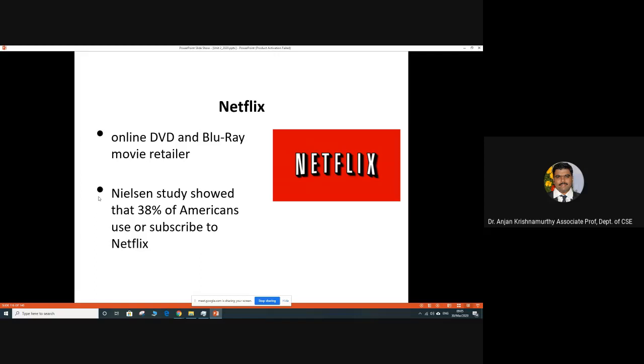Now we have already seen that Netflix uses Cassandra as its official database, right? It's an online retail system which is used for streaming movies, TV shows, and other things. A Nielsen study was done, which showed 38% of Americans subscribe to Netflix. In the Indian scenario, Netflix is very costly, it is priced very high. But we see that there is a percentage of user groups, somewhere around 18%, subscribed to Netflix.